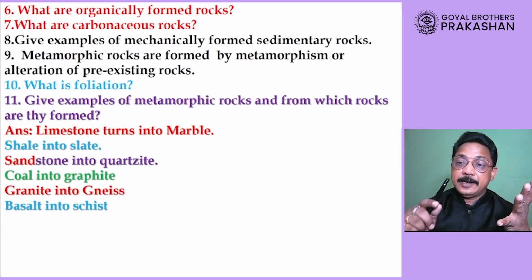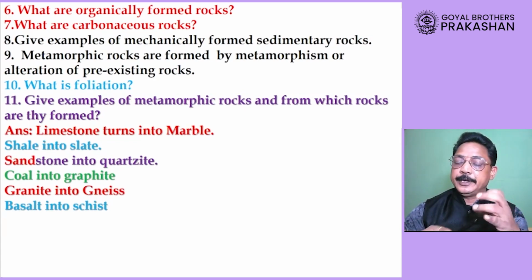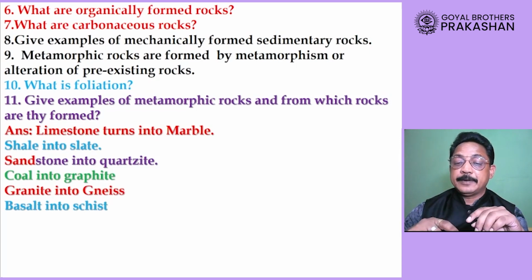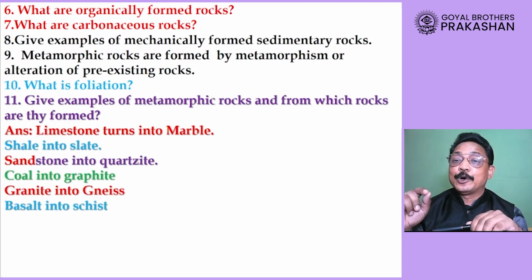Mechanically formed sedimentary rocks include mudstone, sandstone, siltstone, and there is one more, dear student. Can you identify which one that will be? Mudstone, sandstone, siltstone, and which one is one more mechanically formed? Yes, conglomerate. The name of that rock is conglomerate.